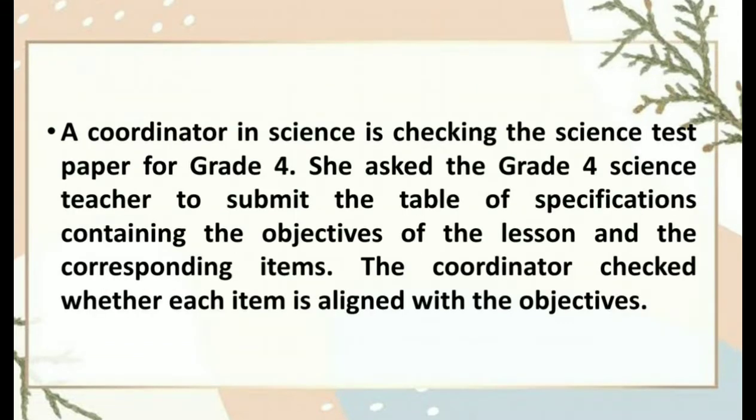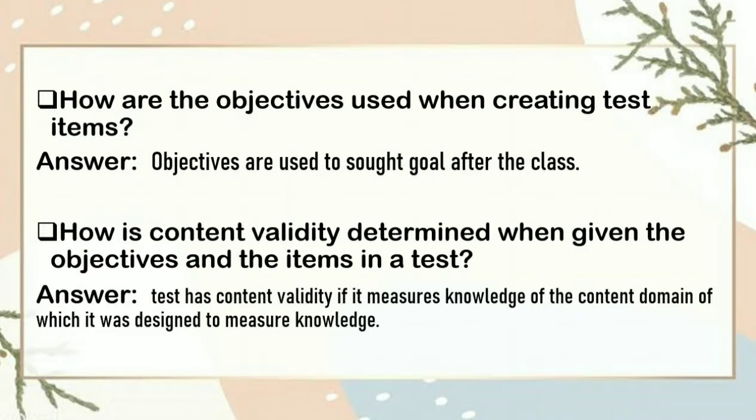An example of it is a coordinator in science checking the science test paper for grade 4. She asked the grade 4 science teacher to submit the table of specification containing the objectives of the lesson and the corresponding items. The coordinator checked whether each item is aligned with the objectives. So with that situation, we formulated some questions.